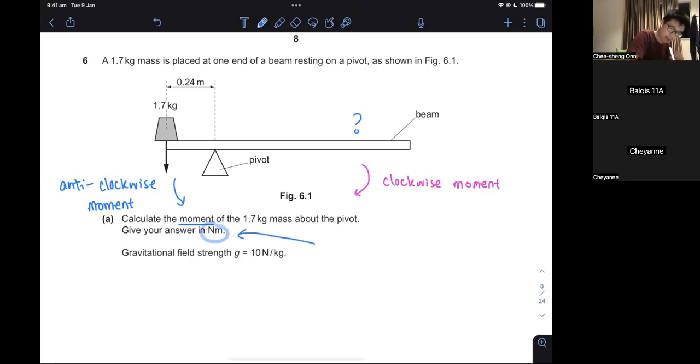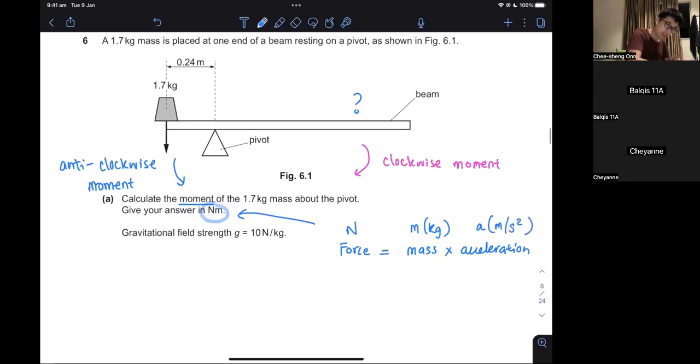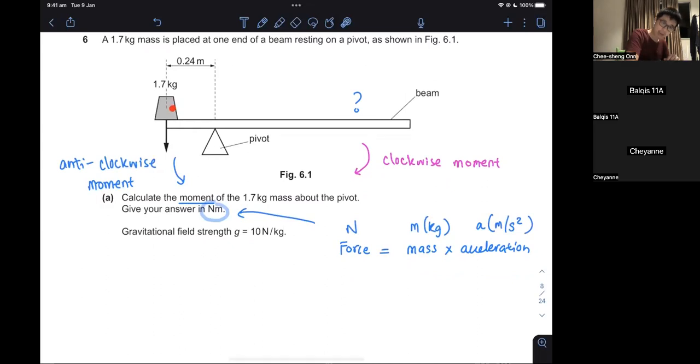So what do we know by Newton? Newton is the unit for force. Earlier, we said force equal to mass times acceleration. So that is your mass, that will be in kilogram. That is your A, which is in meter per second square. Now, this is an object that is acting downwards. So we are not really talking about force as in force. We're talking about W equal to m times g, which is still F equal to ma.